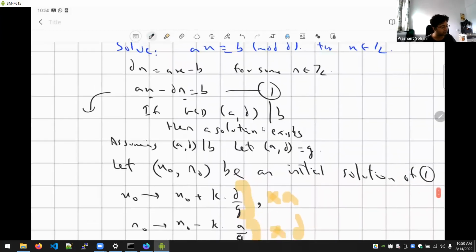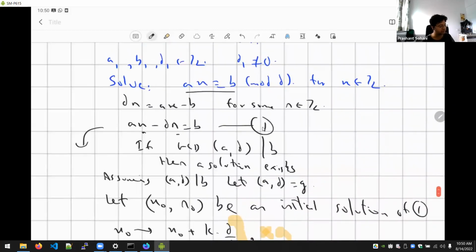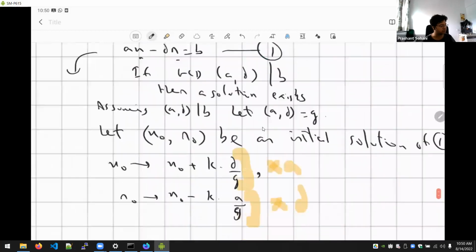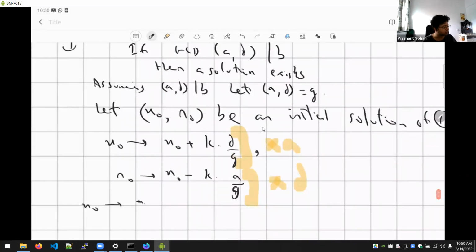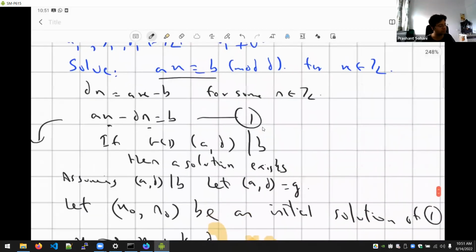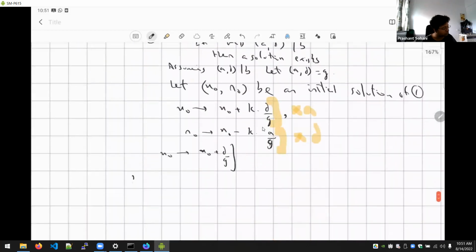Finally, we are interested in finding the solutions of the original congruence. So what is the distance between two consecutive solutions? If I set k equal to 1, that will give me this distance. From x naught, the next solution is x naught plus d by g. So this d by g represents the step that I can take from one solution to the next of the original equation. In other words, if ax is congruent to b modulo d, then x added with d by g is also congruent to b modulo d.